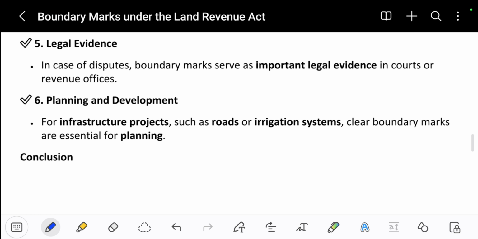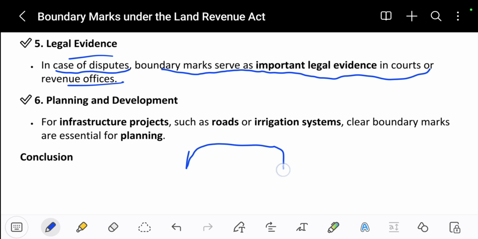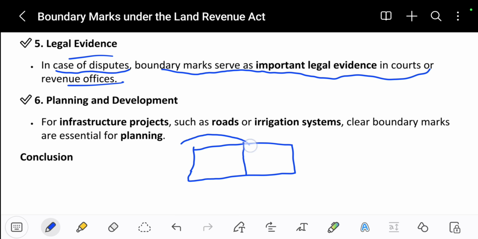Then the next heading is on legal evidence. Basically, in case of disputes, boundary marks serve as important legal evidence in court or before the revenue officer. Obviously, suppose this is a huge land over here. If it is divided, and you go to court and tell the court that this boundary over here belongs to you, then you can easily manage the case.